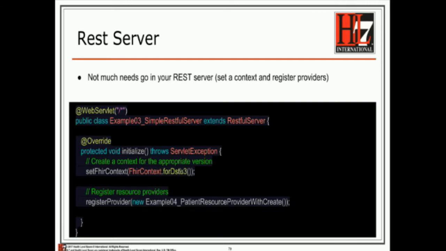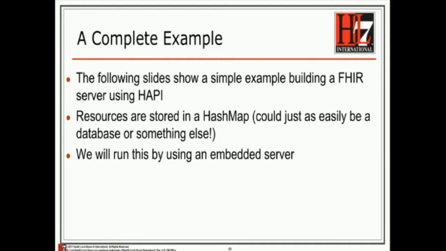You have to give it a FHIR context. As I was saying yesterday, everything in HAPI FHIR requires a context. So we create one here, and then you register one or more of these resource providers. Or you can even skip that, and then you've got a server that will do nothing except create a capability statement. So that's really all you need to do to create one of these things. It is a very simple process, actually.